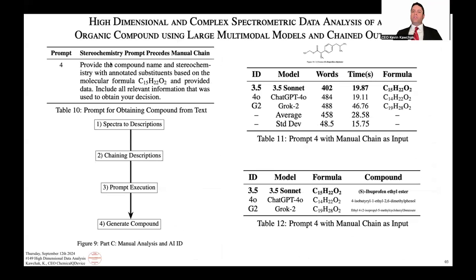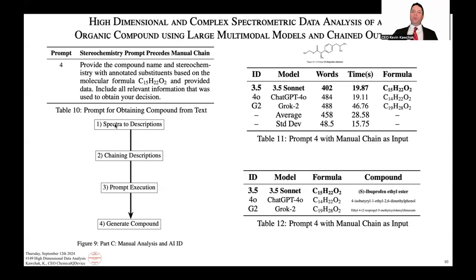Okay, so for prompt 4, this is part C of the paper. I didn't touch as much with part A and part B just because these results were the ones I was looking for, and for the sake of time too. So the prompt that I gave it: in natural language processing or generative AI, and even more specifically for these large multimodal models or large language models, you have to give it some type of instruction. So this is the instruction I gave it. Provide the compound name and stereochemistry with annotated substituents based on the molecular formula C15H22O2, and provided data. Include all relevant information that was used to obtain your decision. That's basically shown here in this first part of this figure.